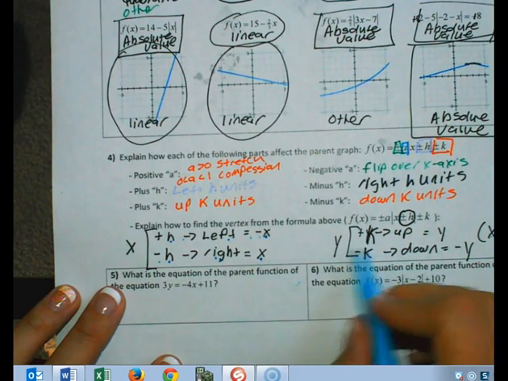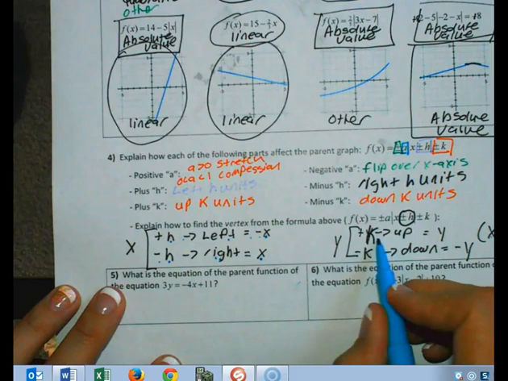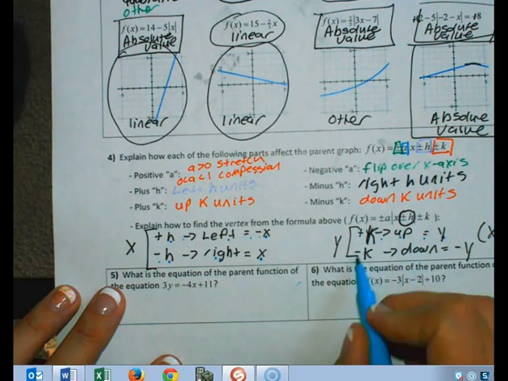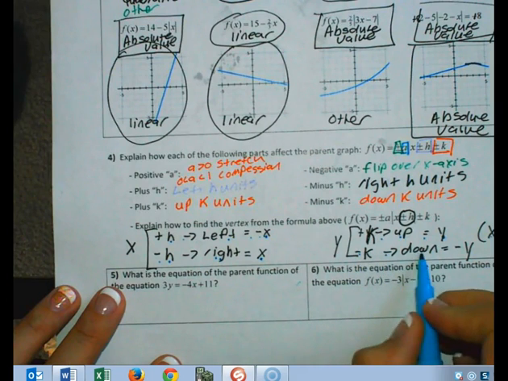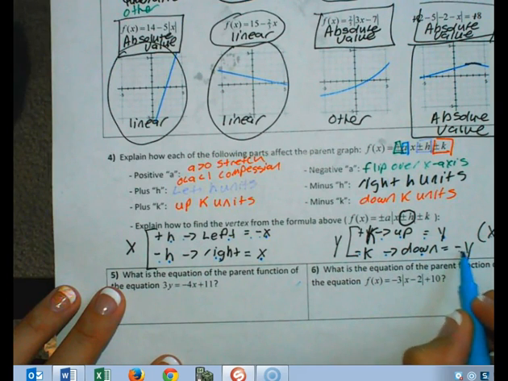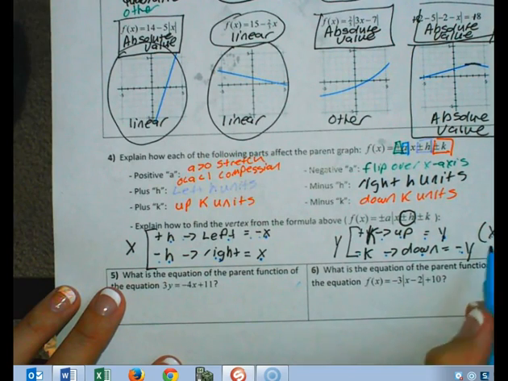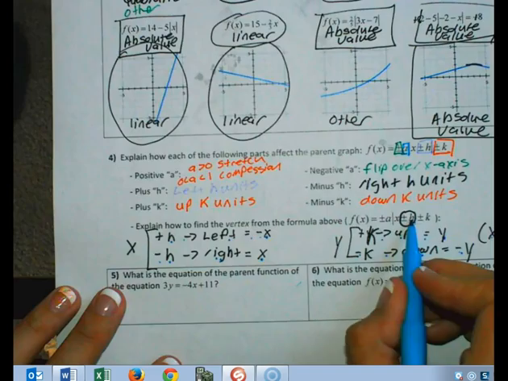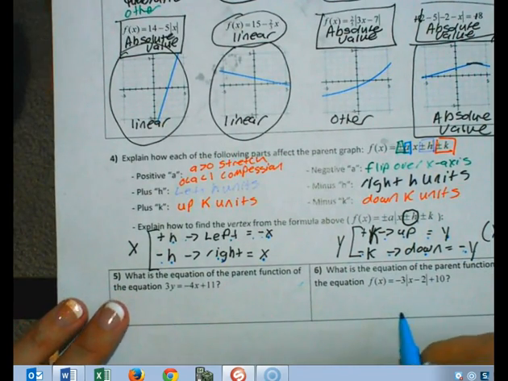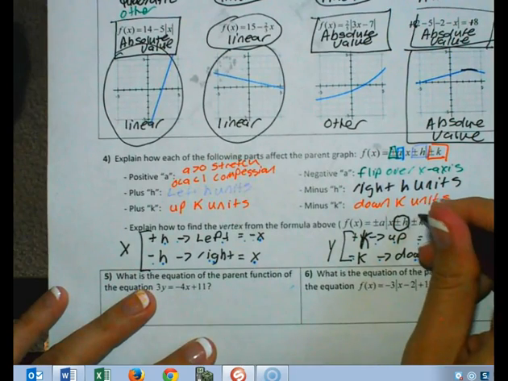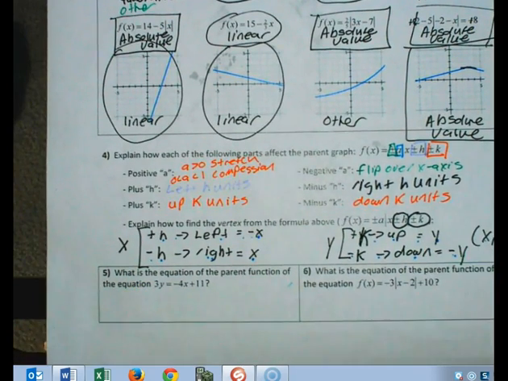And then for my y value, when the K is positive, I'm moving up, so that's just going to give me a positive y coordinate. And then negative K, which is a move down, is going to give me my negative y coordinate. So the tricky part here is just knowing that inside's lie for the H, which is my x value. That's the only two things that you look at when you're looking at the vertex.